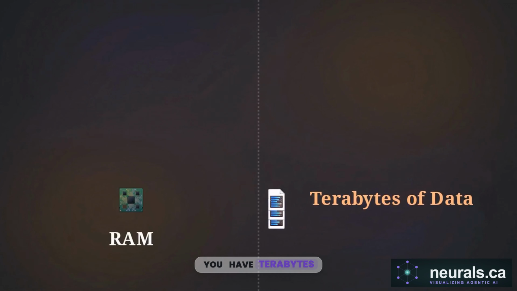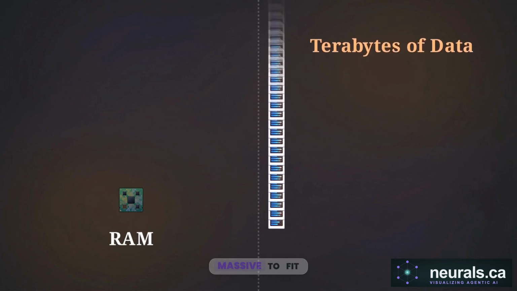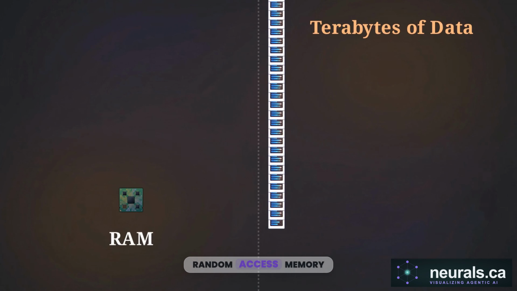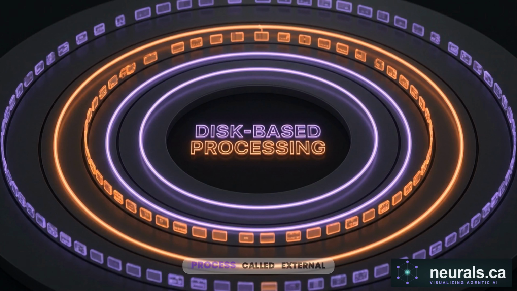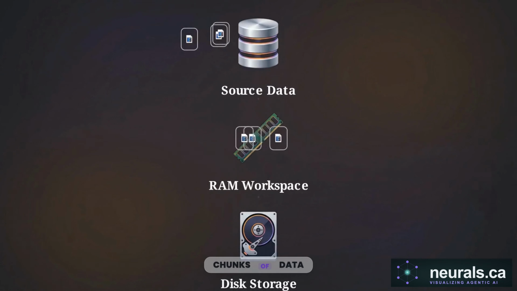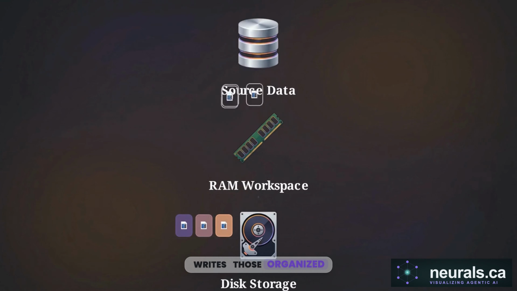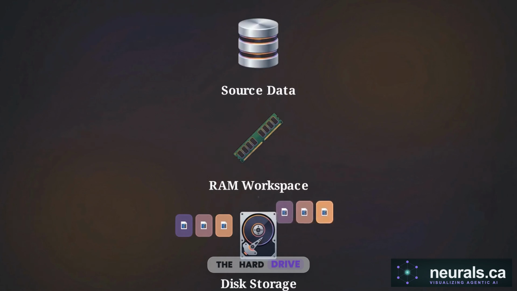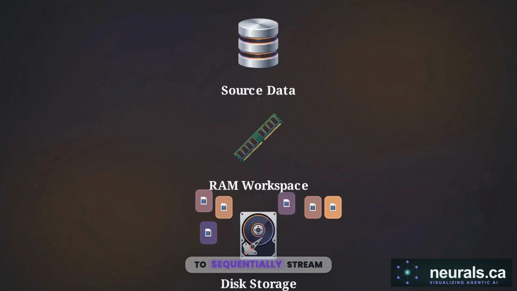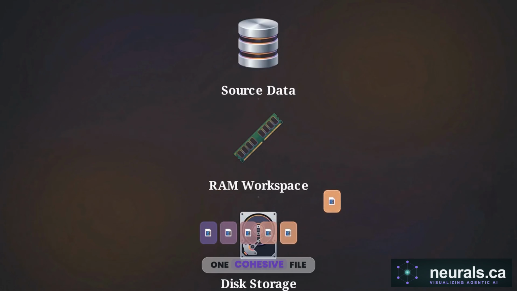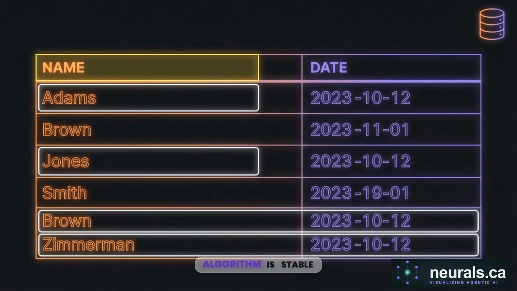When you have terabytes of database records, they are too massive to fit into a system's random access memory. You have to rely on a process called external sorting. The computer pulls small, manageable chunks of data, sorts them, and writes those organized blocks back to the hard drive. Then it uses the merge phase to sequentially stream those blocks into one cohesive file. And because the algorithm is stable, database architects can sort records by an initial key, like a name, and then by a secondary key, like a date, without scrambling the original alphabetical order.